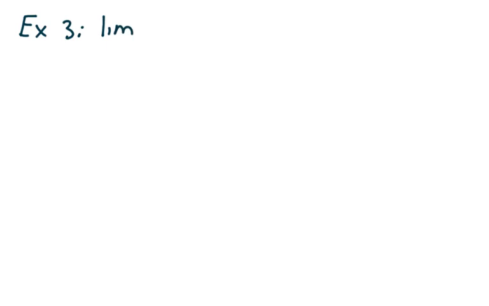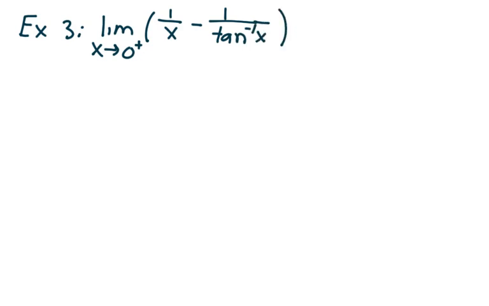Suppose I had the limit as x goes to 0 from the right of 1 over x minus 1 over arctangent of x. So this one's a little interesting, because when you approach 0 from the right, I claim you're going to get an indeterminate form of type infinity minus infinity. And this means absolutely nothing. You can't say this is 0. This doesn't make any sense.